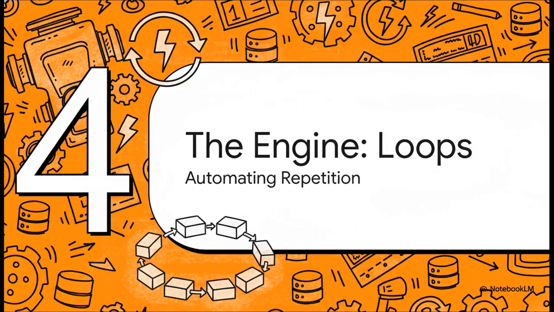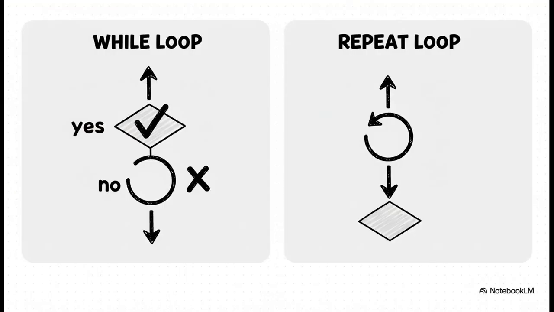All right, our program can get data, it can make decisions. Now, let's give it an engine. Loops are what let our program do the boring, repetitive stuff automatically, so we don't have to write the same code 100 times. Now, MySQL has 2 main types of loops, and you really got to know the difference.